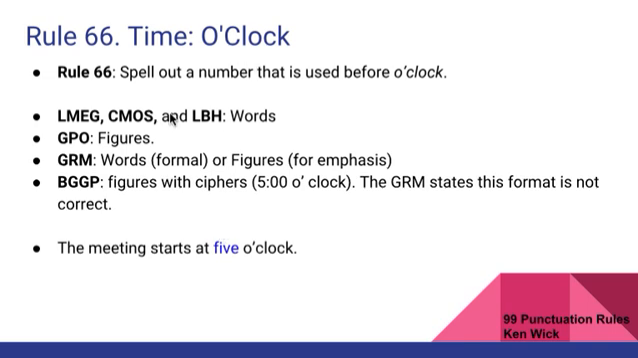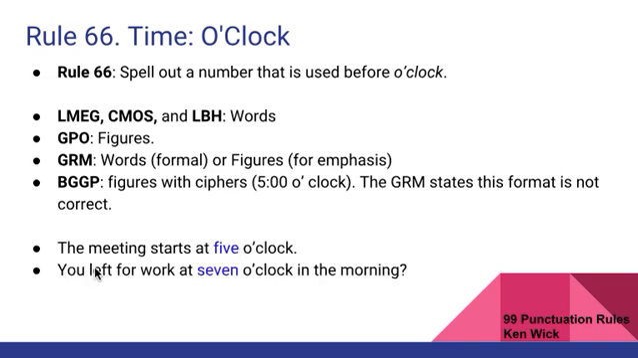So based upon this rule, because at the very beginning, the rules of punctuation are based on the Gregg's Reference Manual, and this is how it's found in LMEG and CMOS and all other style guides, I'm saying the rule is spell it out. So the meeting starts at 5 o'clock. Once again, if you're writing this in the BGGP format, this would be a 5:00 right here. You left for work at 7 o'clock in the morning. And if this is the BGGP, this would be a 7:00.